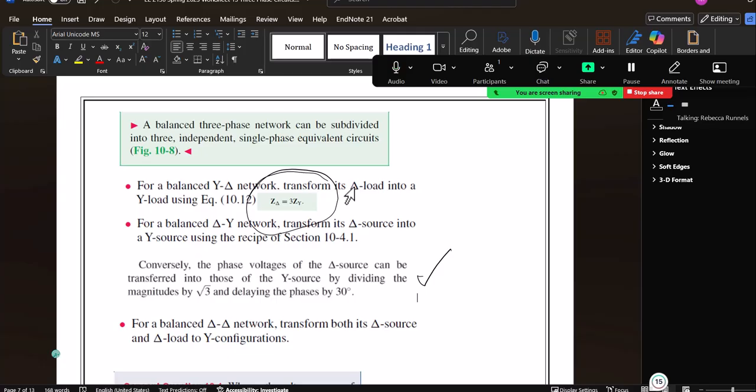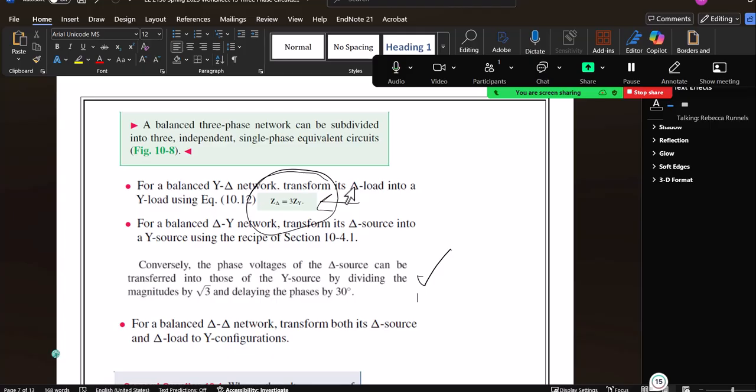So what would you need to have in order to do this? Balanced. Yeah, it needs to be balanced. If it's not balanced, you can't do this, because this is not going to be true if it's not balanced. I don't know what all would get thrown off.